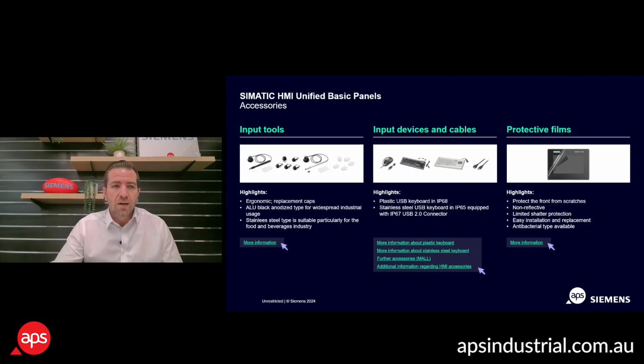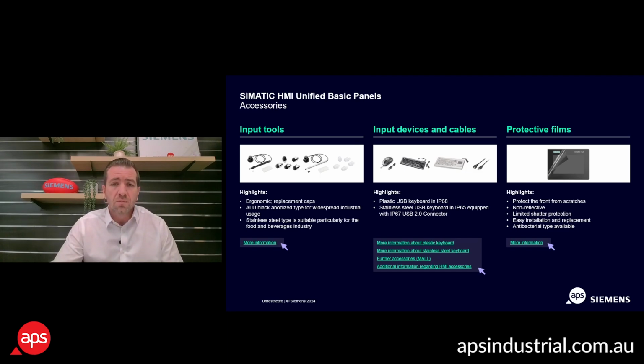Some accessories that are available: you have some input tools, for instance the touch pens, two different types of touch pens, and importantly a stainless steel touch pen. A stainless steel touch pen would be particularly useful in hygienic spaces like the food and beverage industry or the pharma industry.